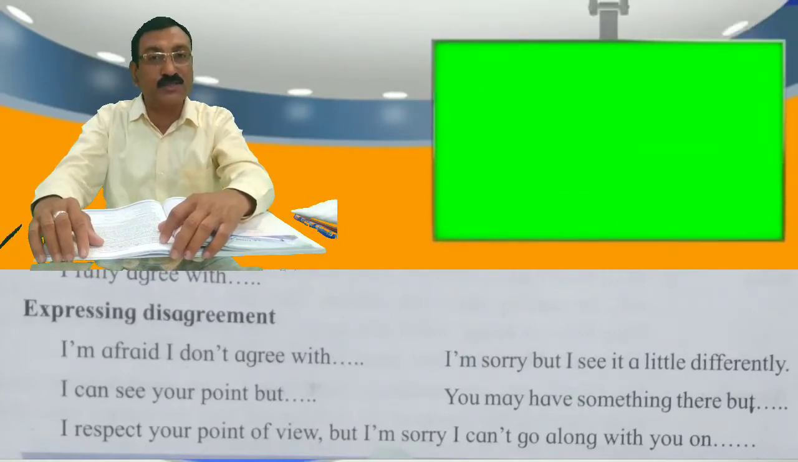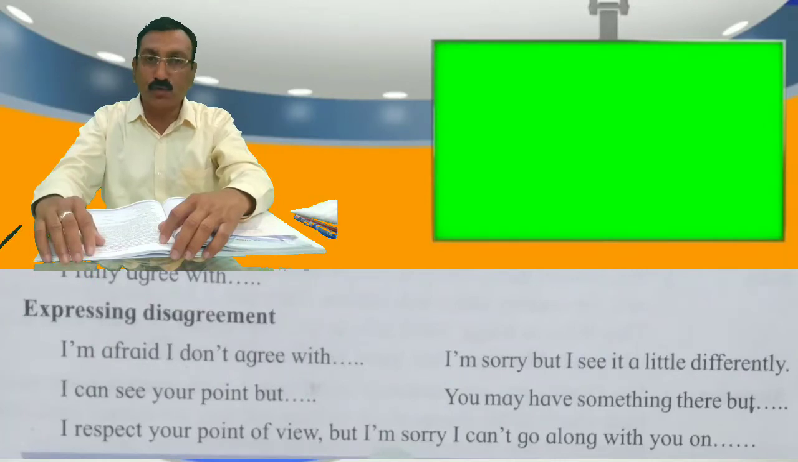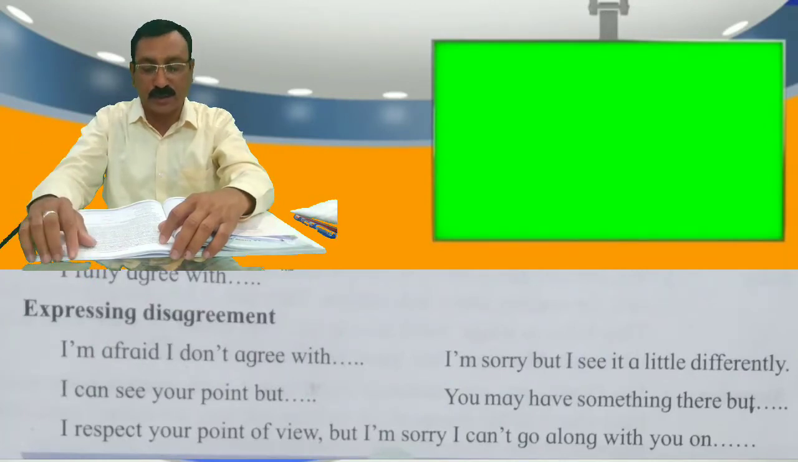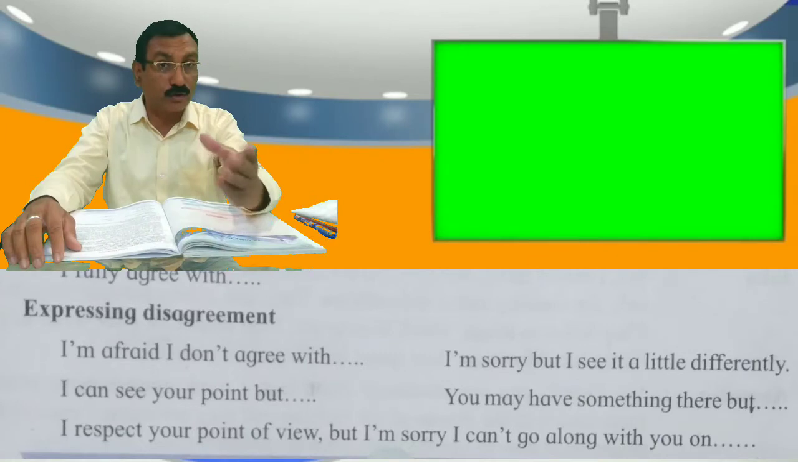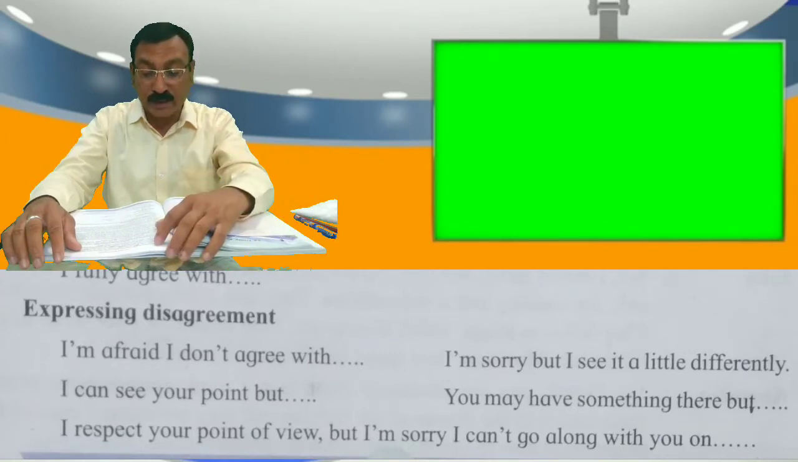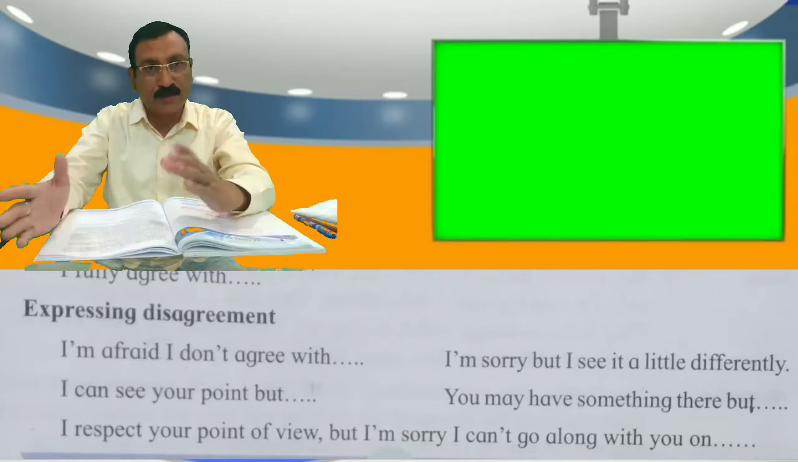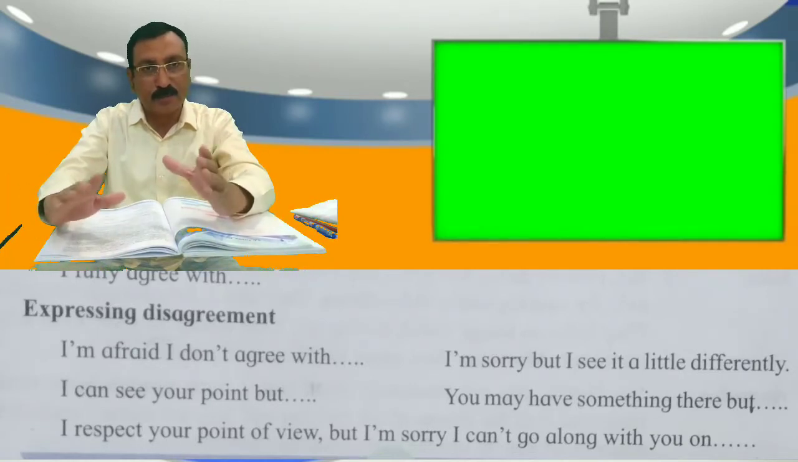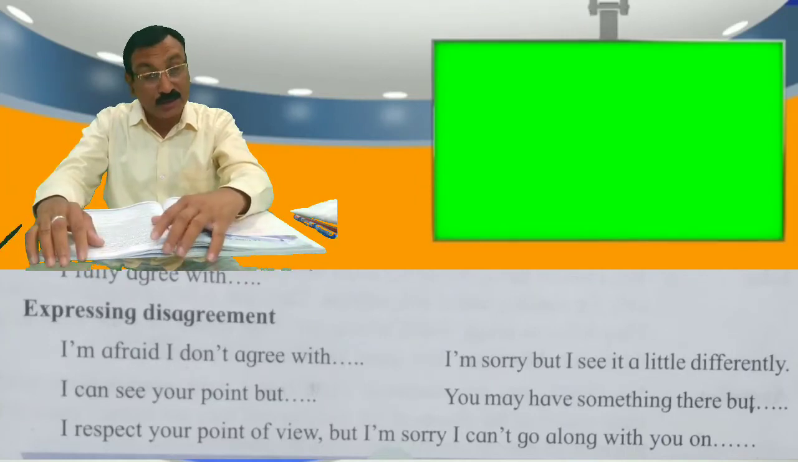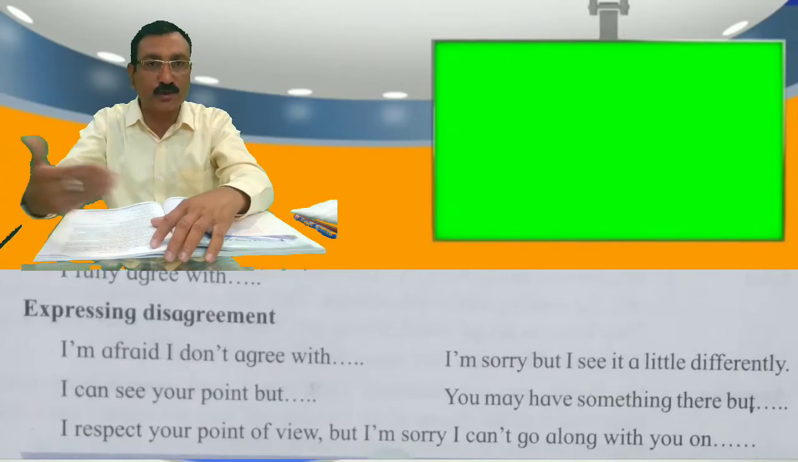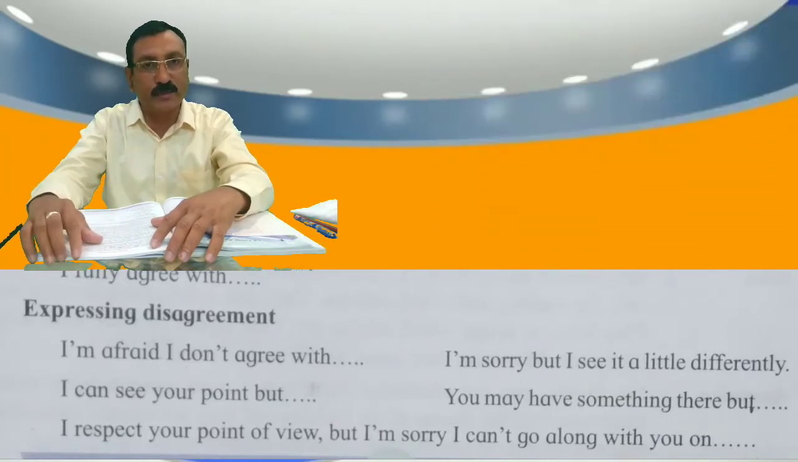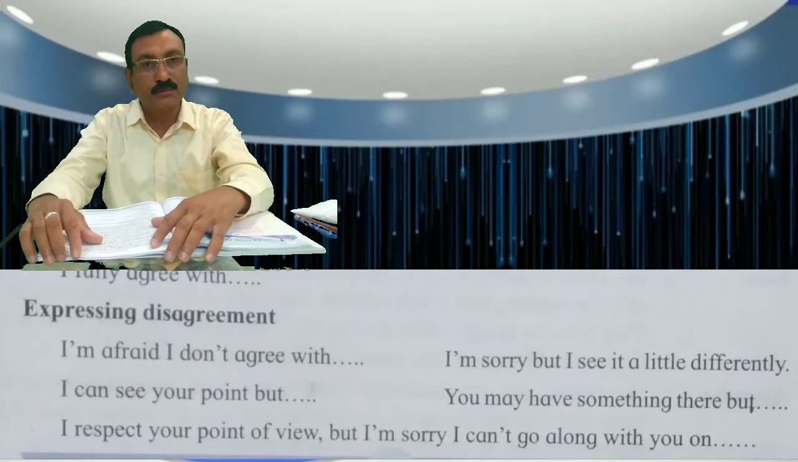While expressing disagreement, you can use phrases and expressions like, I am afraid I don't agree with you. I am afraid I don't agree with what you said right now. I can see your point, but. So this is partial agreement and partial disagreement. I can see your point, but I don't think what you said. So this is how you can express your disagreement using these expressions.